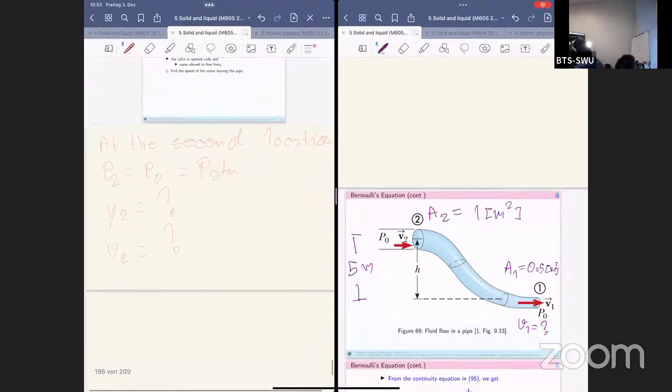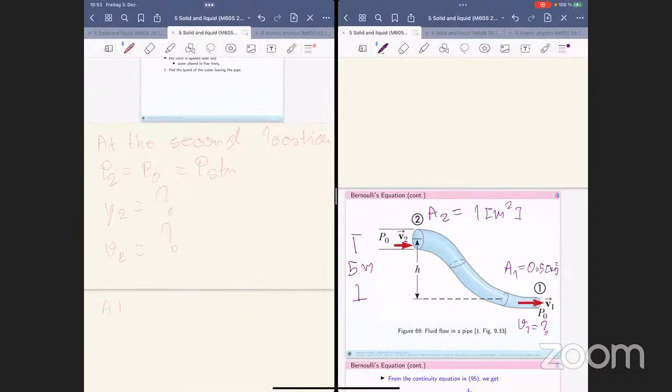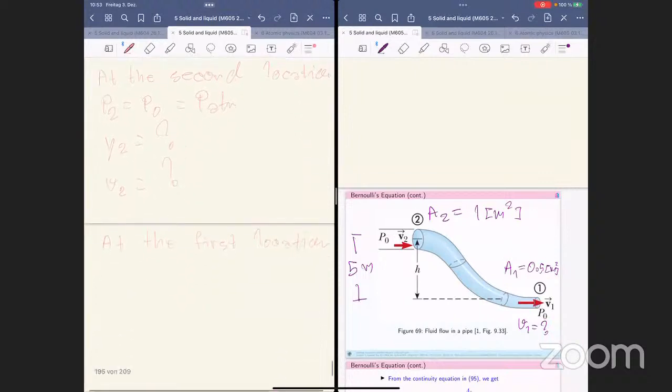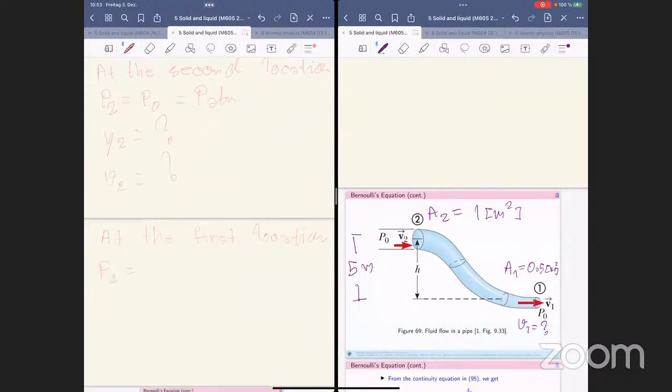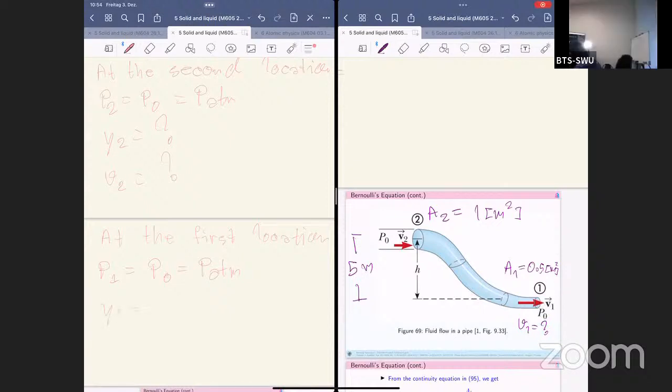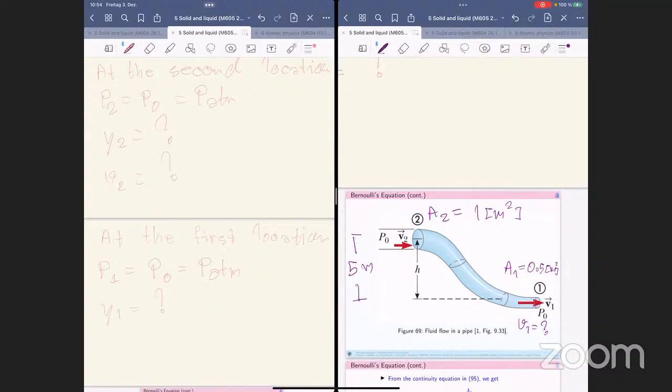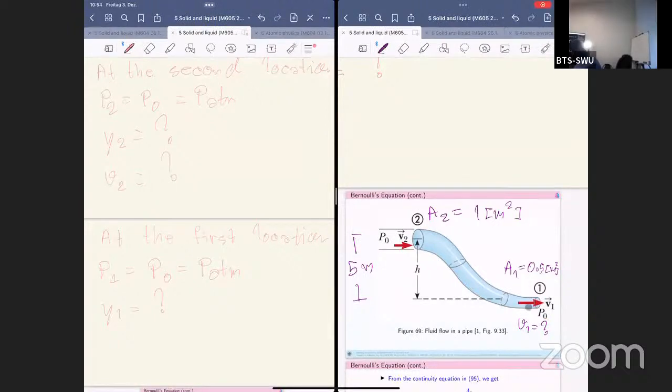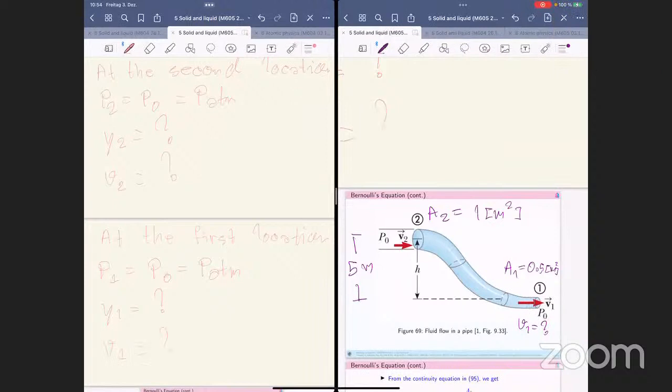What about at the first location? At the first location we have P1 equal to P0, and equal to PATM, right? The atmospheric pressure. And Y1 is the height at this side, right? So Y1 is unknown. Okay, we don't know the height of this one. And V1, the output speed, that's what we want to know. They ask us to find V1 here.